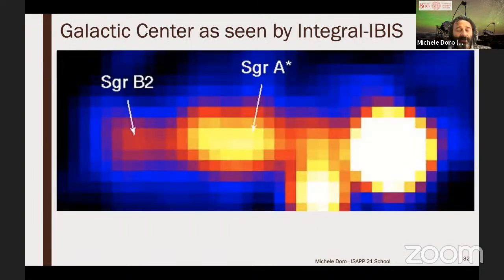So INTEGRAL, for example, you can download the data. The data are public, and there are portals, and you can do whatever science you want to do, even for dark matter, if you have some ideas there.